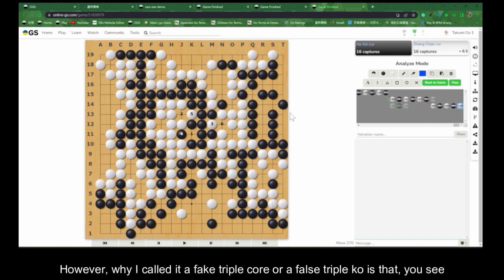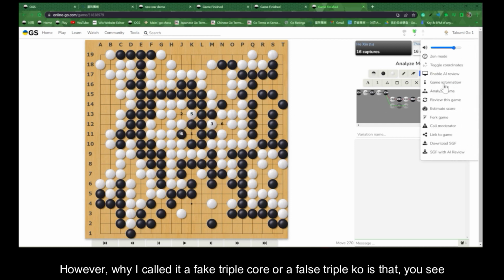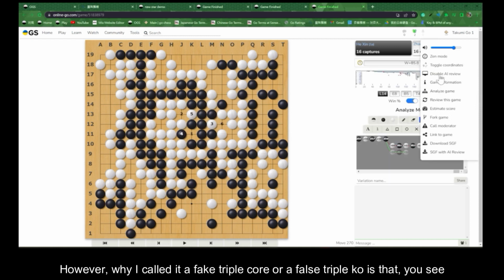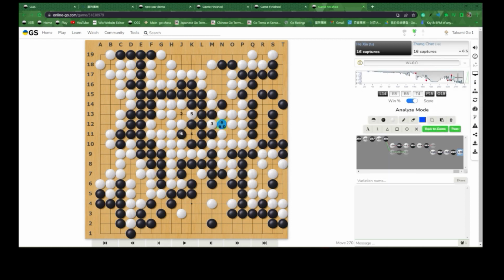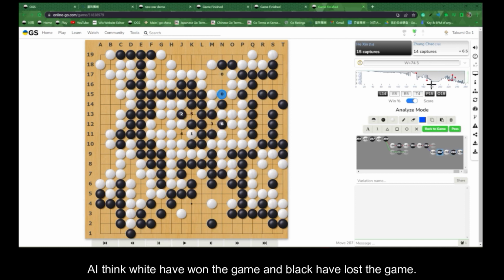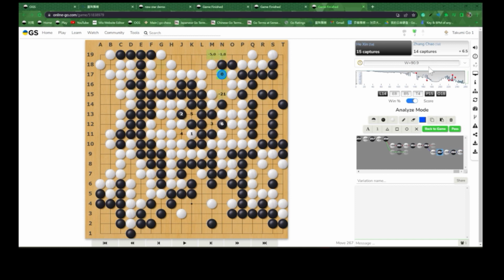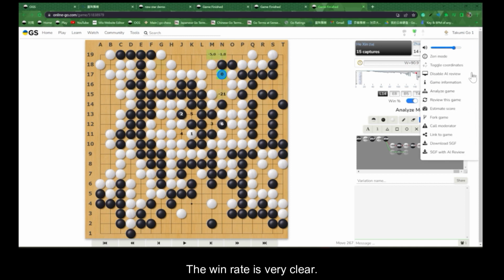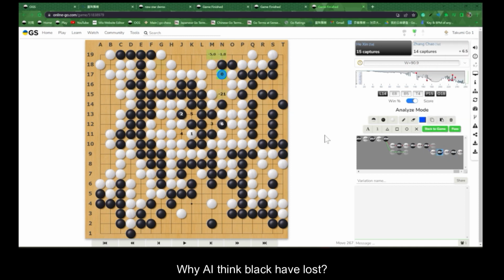However, the reason I call it a fake triple core or a false triple core is that, you see, AI has a clear judgment. AI thinks white has won the game and black has lost the game. The win rate is very clear. Why does AI think black has lost? Because AI thinks this would be a false triple core.